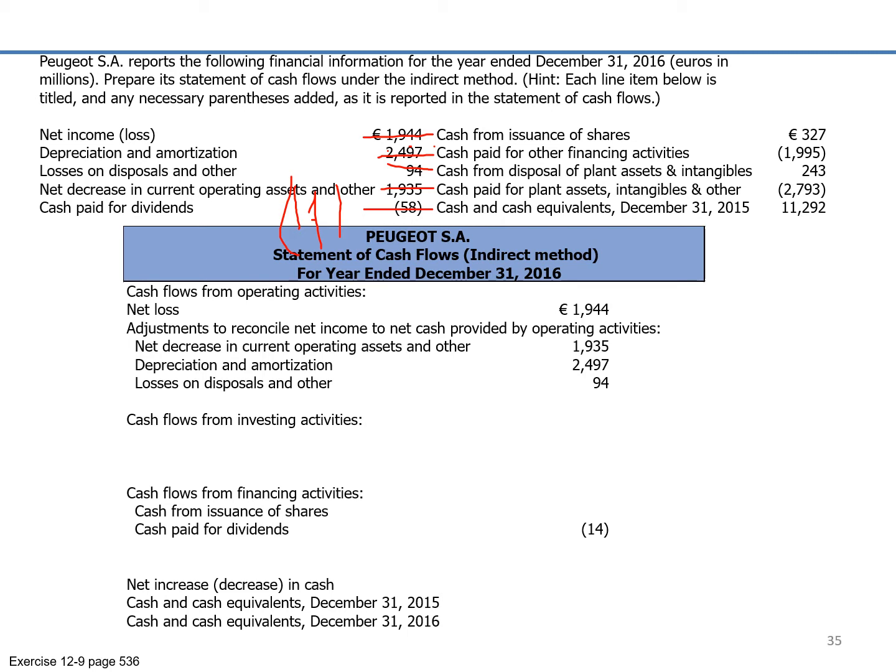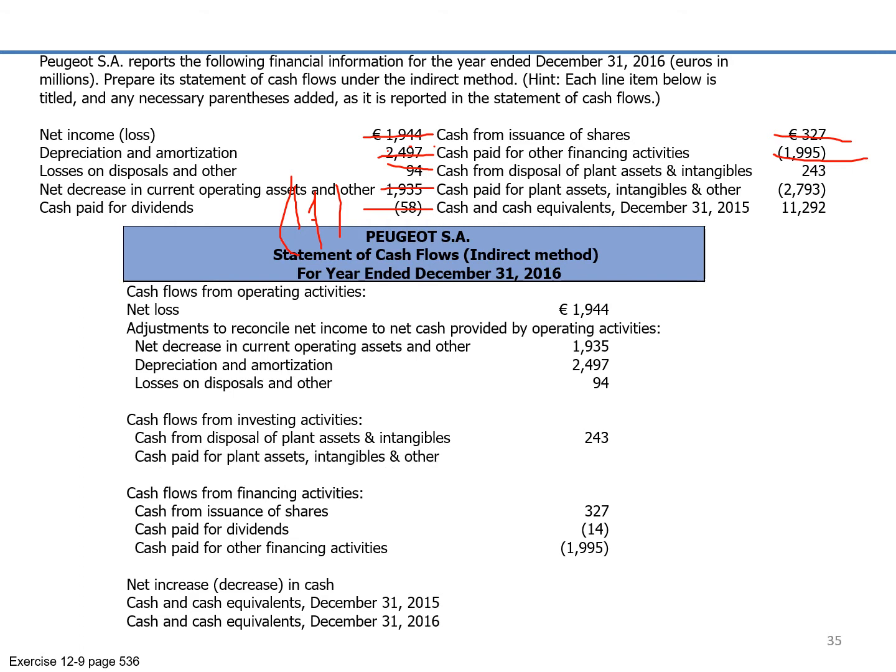All right, then we have cash from issuance of shares. So that belongs in your financing section. Cross that off. When we issue shares of stock, we get cash. That's an increase, right? Then we've got cash paid for other financing activities. They give it away, right? In the title is the name of it. So we'll bring that down into our financing section. Then we have cash from disposal of plant assets. So that's an investing activity, right? And when we dispose of them and we get cash, it increases our cash. So that's positive, $243.